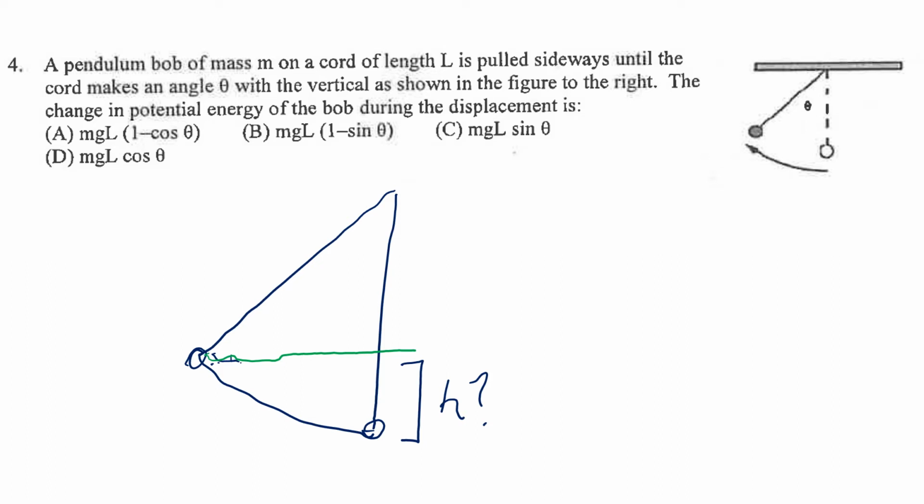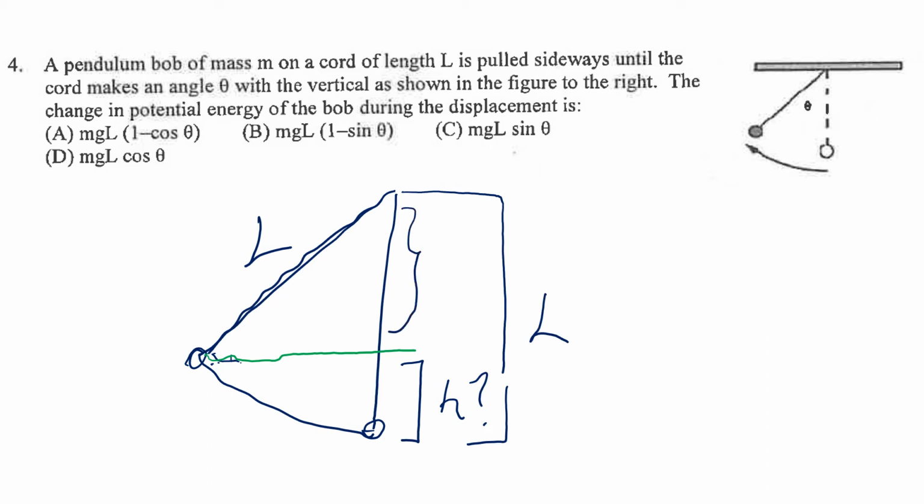And to find that, it's not so hard. The length of the string is L. So we know that the length of this string is also L, right? Now, what in the world is this part? This weird part, well, if we do a little bit of trigonometry, here's theta. This is going to be L cosine theta.